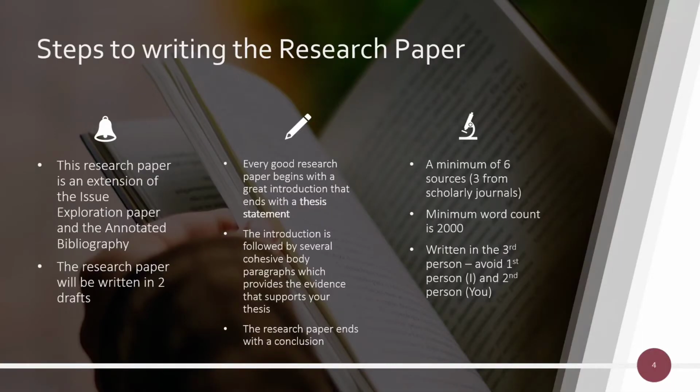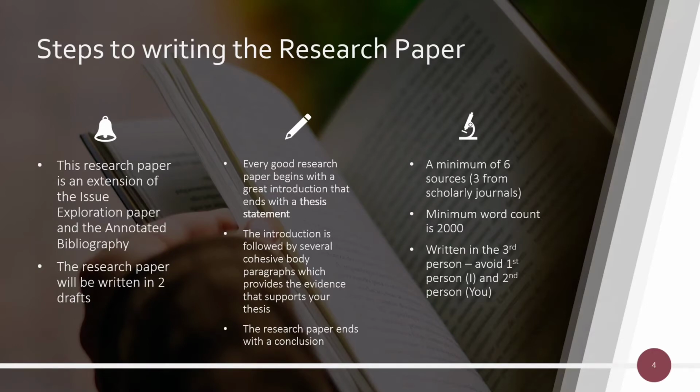So let's get into the steps to writing the research paper. First of all, as you probably have guessed throughout this course, this research paper is an extension of the work that you've been doing all semester. It's an extension of the issue exploration paper as well as the annotated bibliography. So now you are going to actually write up the research that you've been collecting all along, exploring, then collecting in the annotated bibliography, and you're going to write it in something called a research paper.